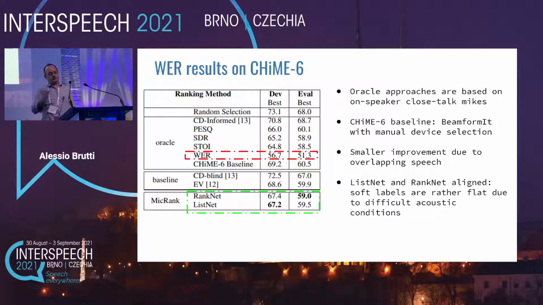And also the difference between RankNet and ListNet is a little bit less. Actually, RankNet is better on the evaluation set. This is because the speech recognition doesn't perform very well, so the soft labels that we use for the ListNet training using cross entropy are rather flat. So the model sometimes doesn't converge. And the hard labels here help a lot.